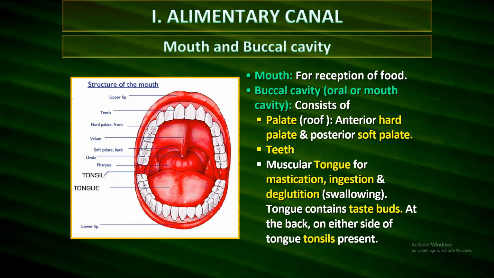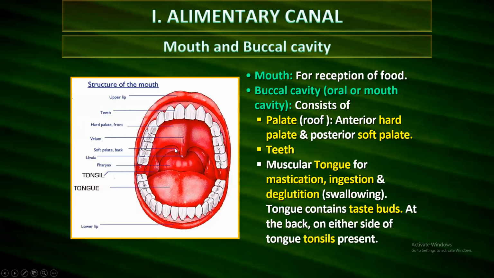So mouth is generally used to take food material. Buccal cavity is otherwise called the oral cavity, and consists of an upper palate. See the diagrammatic representation. The upper palate is called the hard palate. It is the anterior palate. The posterior palate is always called the soft palate. See the diagrammatic representation. So this is the soft palate.